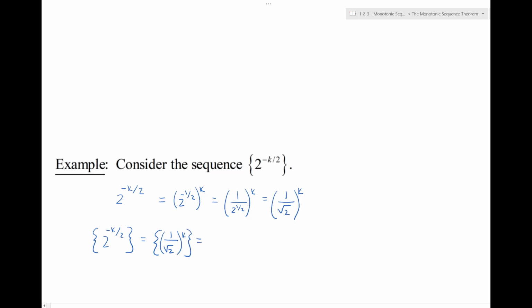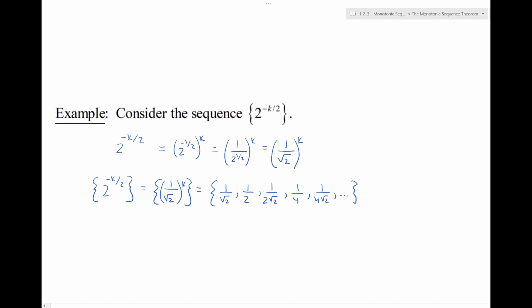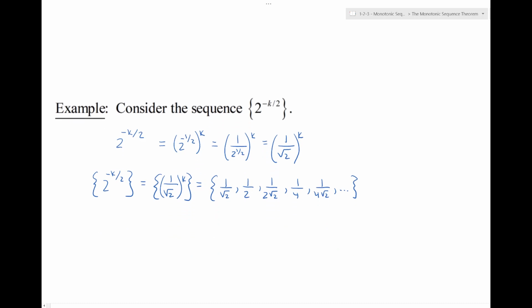And let's just write out some terms. So if k is 1, we have 1 over root 2. If k is 2, we have 1 half, right? 1 over root 2 squared. And then if k is 3, we have 1 over 2 root 2. If k is 4, we have a fourth. If k is 5, we have 1 over 4 root 2, and so on and so on. And we can see that the pattern here in the terms is that this sequence is decreasing, right? The denominators are getting larger.